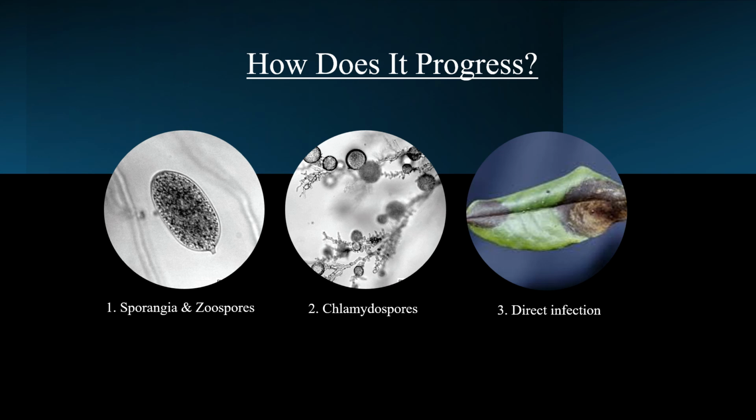In addition to sporangia, the pathogen also forms chlamydospores, thick-walled resting spores that allow it to survive in soil and plant debris for extended periods, even under unfavorable conditions. This resilience makes P. ramorum extremely difficult to eliminate once it has established itself in an area. Unlike many plant pathogens, it does not require a wound to infect a plant. Instead, it can directly penetrate healthy tissue, making it even more aggressive.